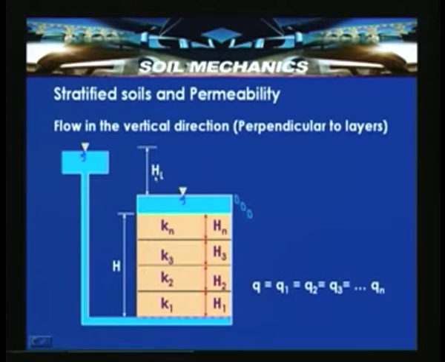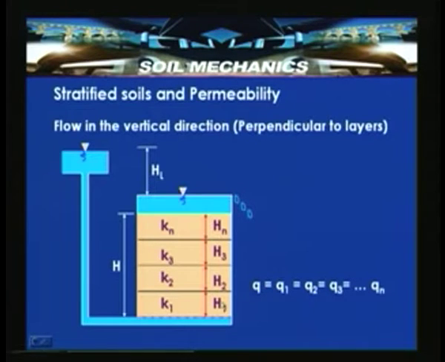Similarly, let us assume that we have similar stratification K1, K2, K3, K4 to Kn, but the flow is occurring in the vertical direction. In this case, because of some artesian pressures at the bottom, the flow is occurring in the upward direction. The head loss which is driving the flow is HL, that is the head drop. So, flow in the vertical direction is perpendicular to the layers. K1, K2, K3 to Kn are the layers placed in this permeameter, and H is the thickness of all the layers under consideration.